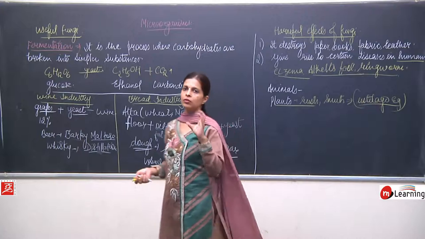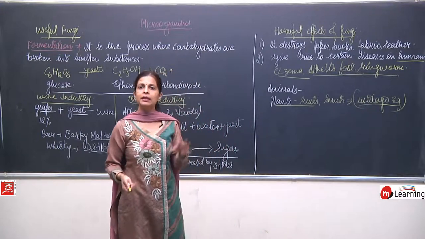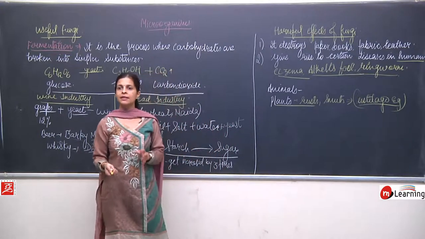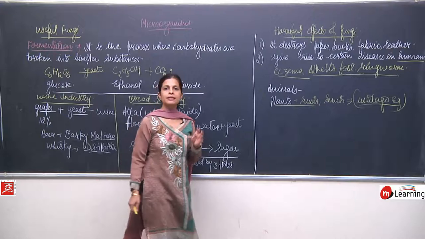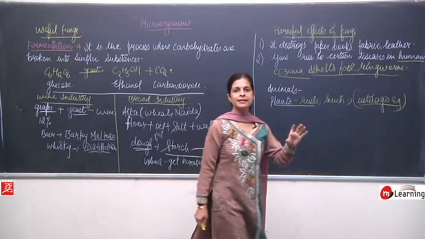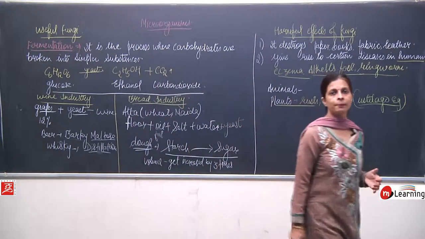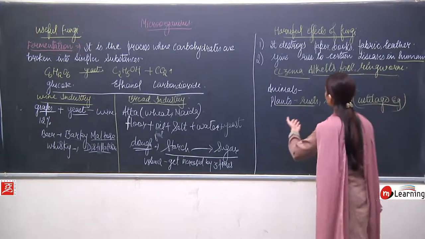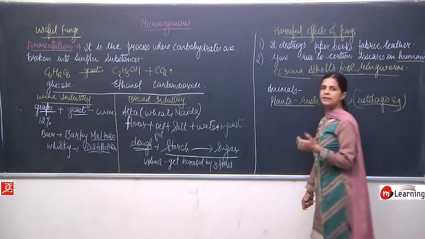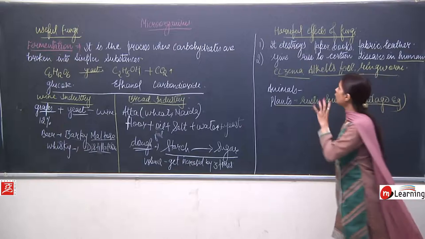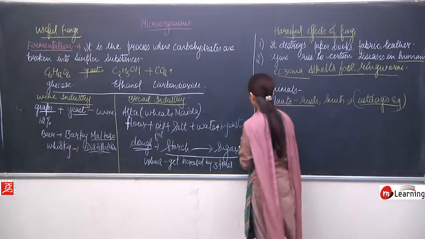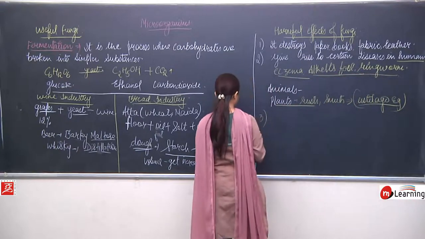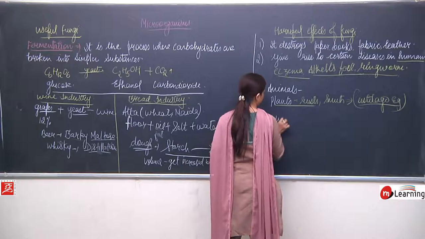Plants also get affected badly by the microorganisms, and sometimes it destroys plants to such an extent that the whole crop gets destroyed. So rust and smuts are very common out of that. Animals also suffer the same kind of problems. Now the third one, I can write, is mushrooms which are poisonous.